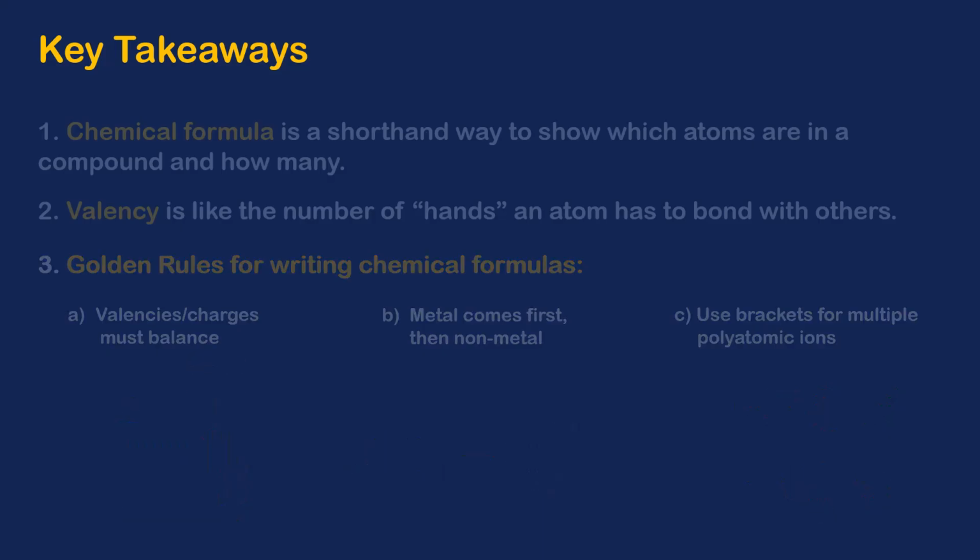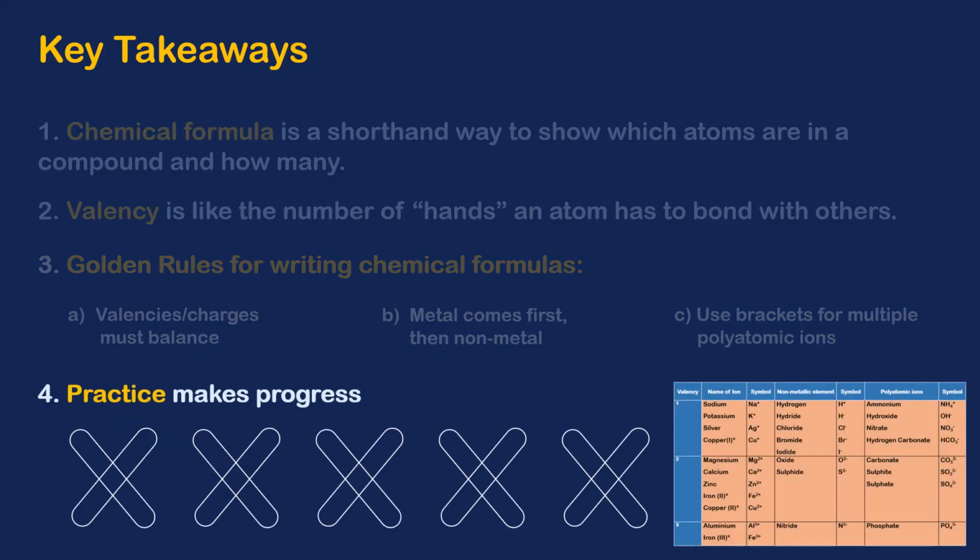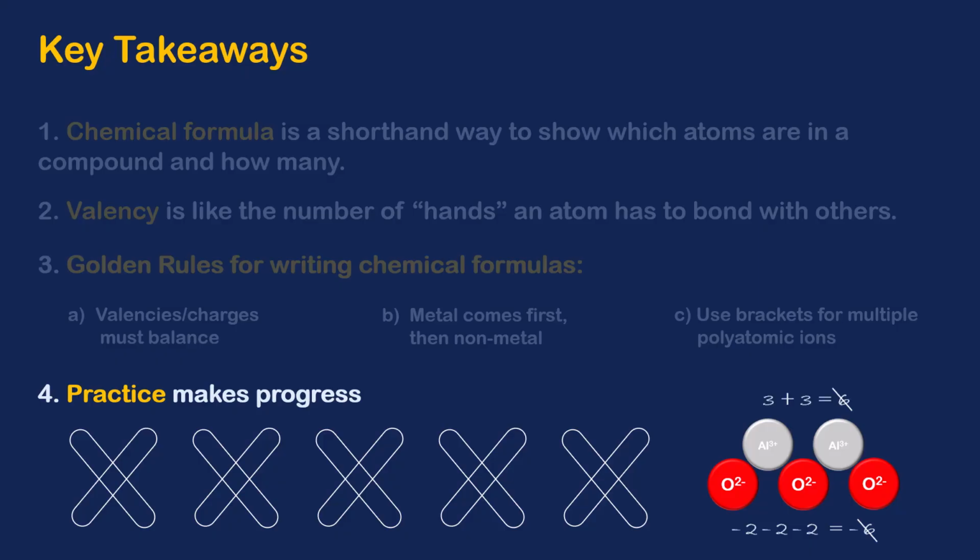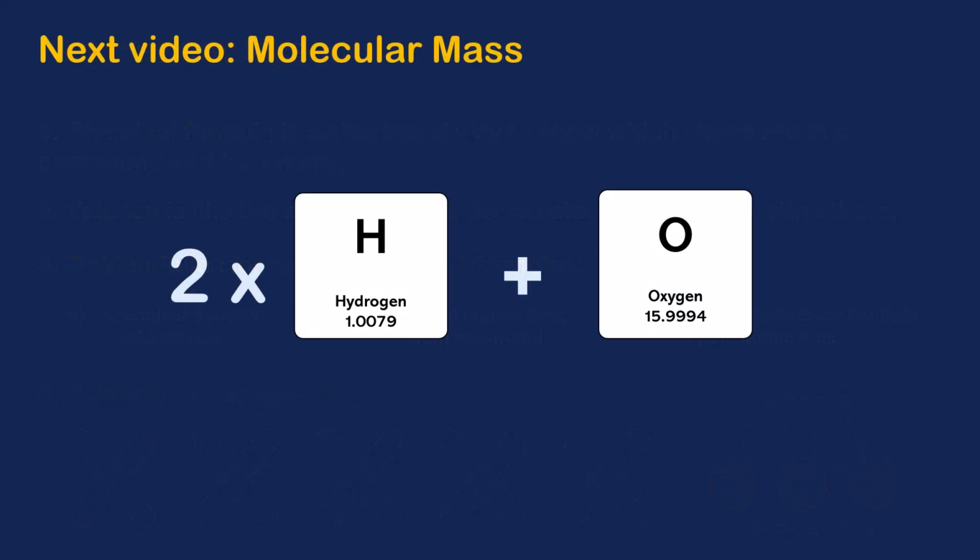And there's the last one. Practice makes progress. Remember, balance the numbers. Make sure that the positive and negative even out in a chemical formula. In our next video, we will learn about molecular mass to wrap up Chapter 3.